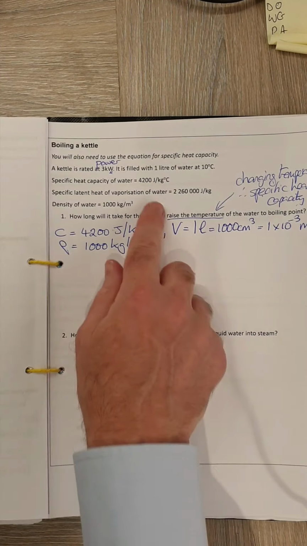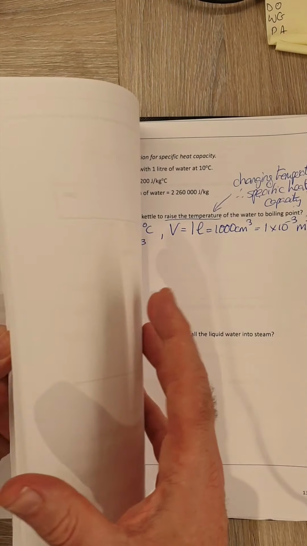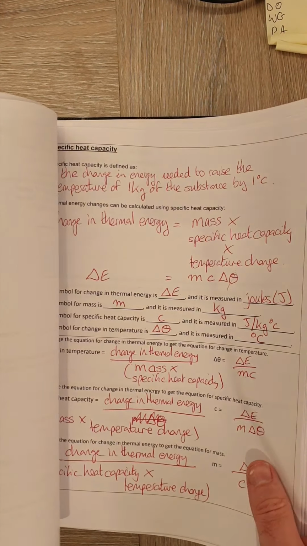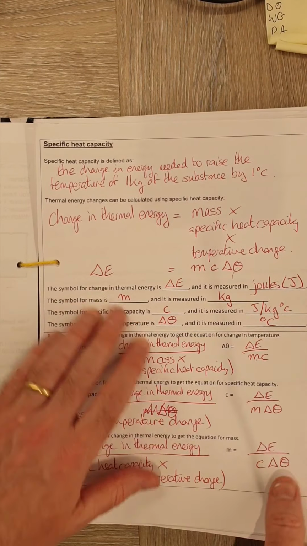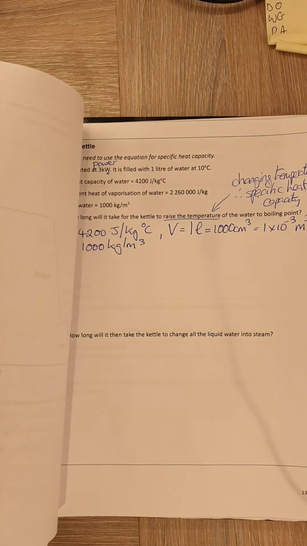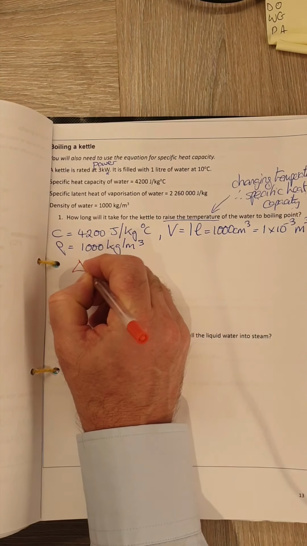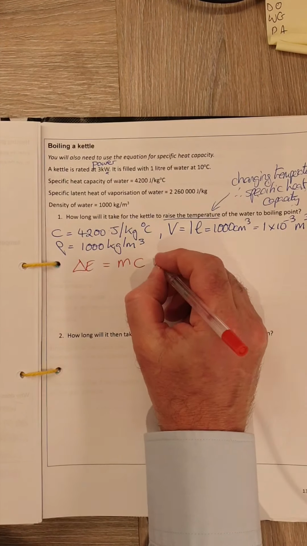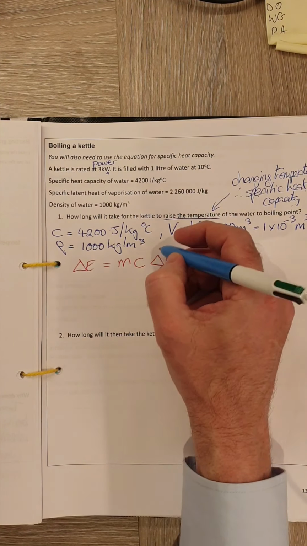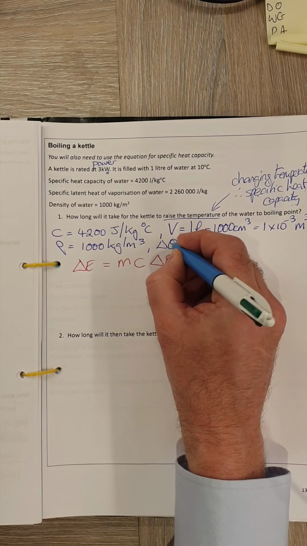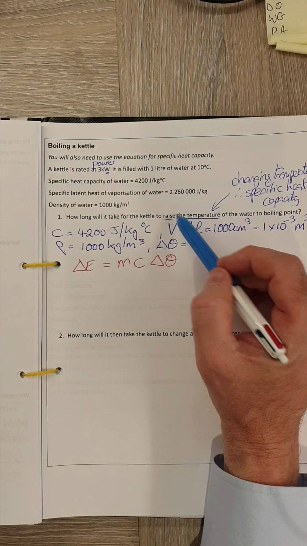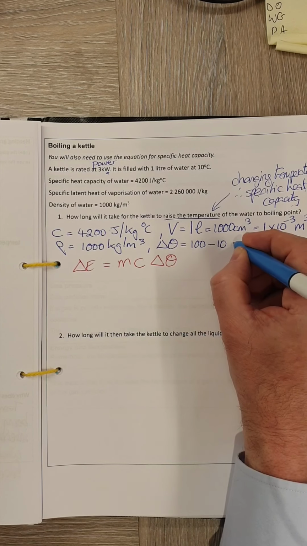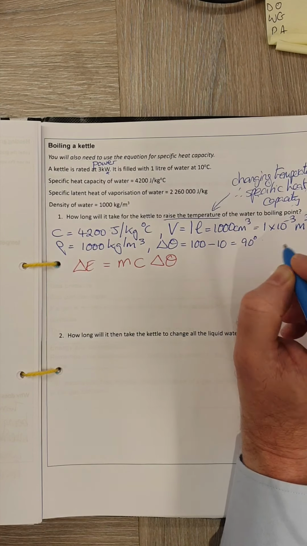Now, this equation will be given to you in your exam, but I'm going to look back through my notes to where we talked about specific heat capacity. The energy needed is equal to the mass times the specific heat capacity times the change in temperature. The change in temperature is the end temperature minus the start. The end temperature is boiling point, so that's 100 degrees. The start temperature was 10 degrees, so that gives us a 90 degree temperature change.